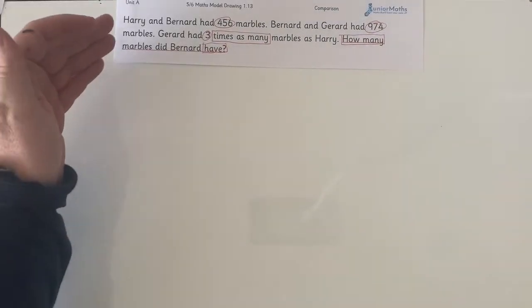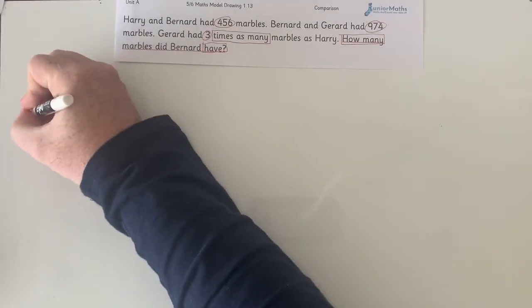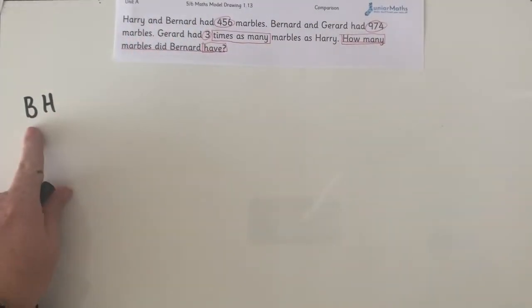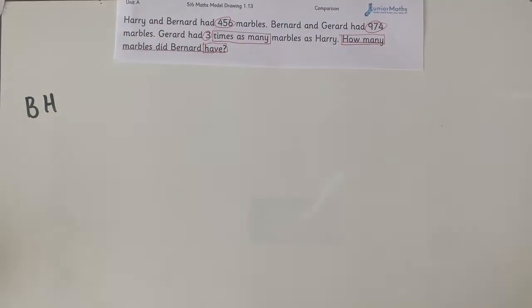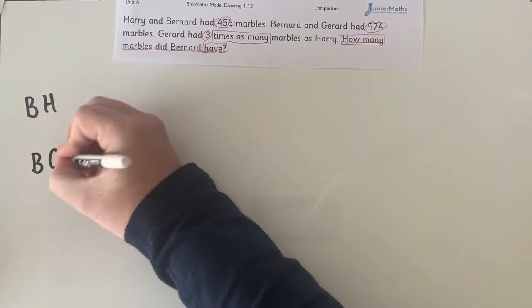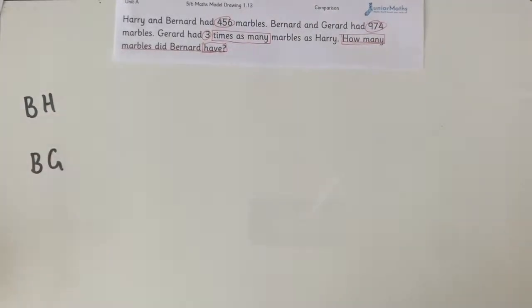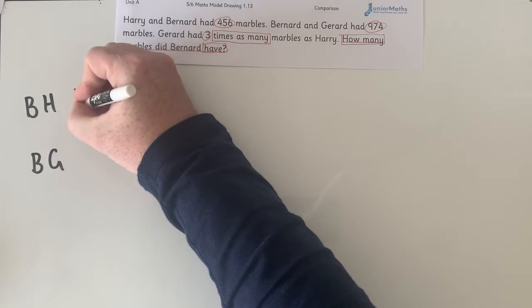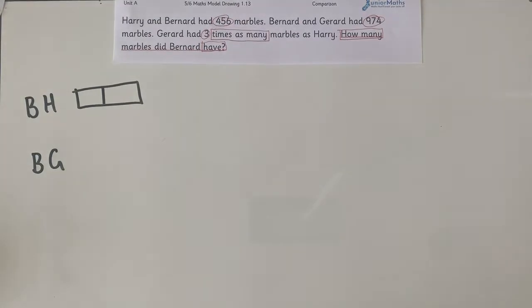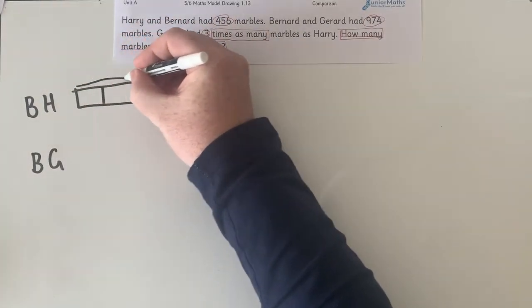But let's start. We've got to draw Harry and Bernard, and we've got to draw Bernard and Jared. So what I'm going to do is write BH to represent Bernard and Harry. I'm going to do Bernard first because he's in both. Then I'm going to do Bernard and Jared. So this represents Bernard and Harry's amounts. This represents Bernard and Jared's amount. So Bernard and Harry, if I draw it like this, they had 456 marbles.